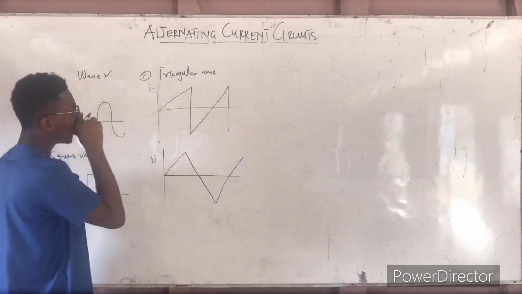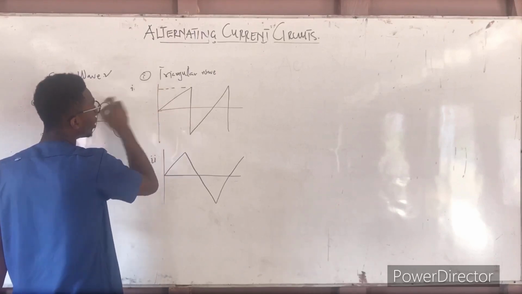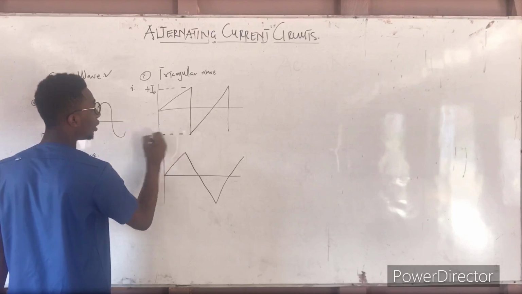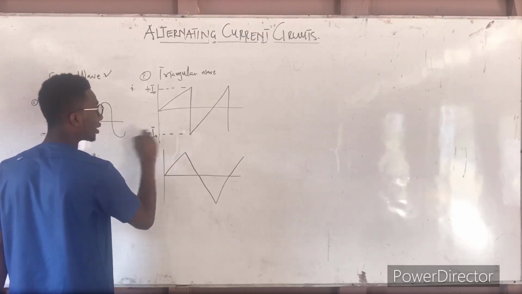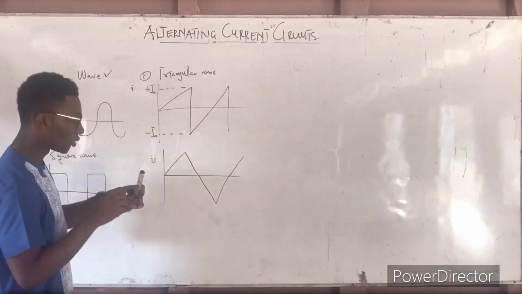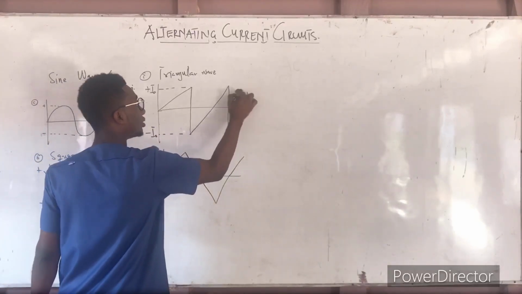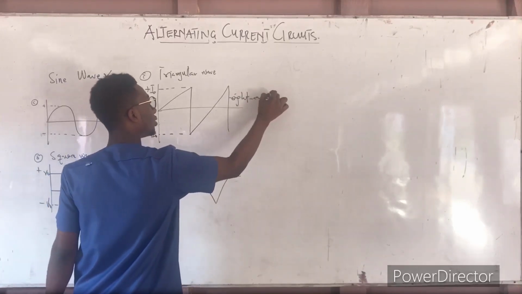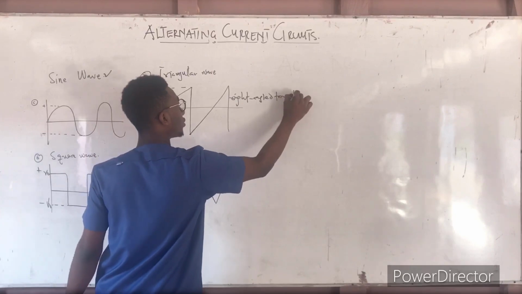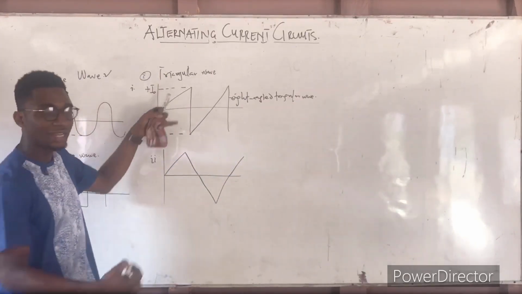This is also a triangular wave. You can have the positive, let's say it's current. So you can have the positive peak current, you can have also the polarity of the negative peak current. But now, this is one example of a triangular wave. So this triangular wave actually is what? A right angled triangular wave. So this actually here is a right angled triangular wave.